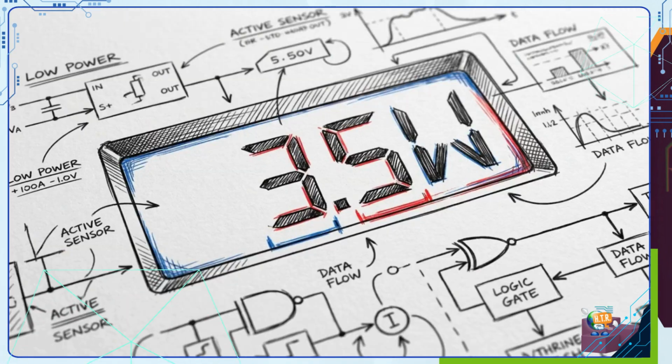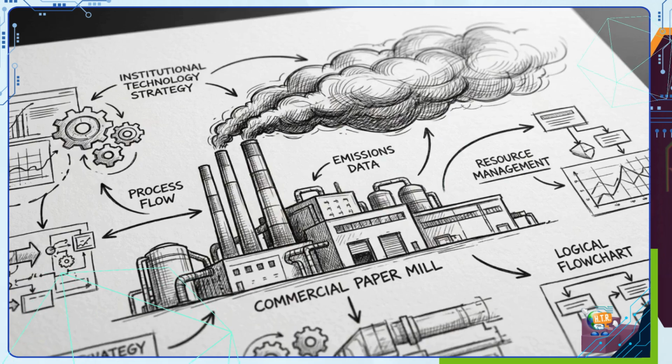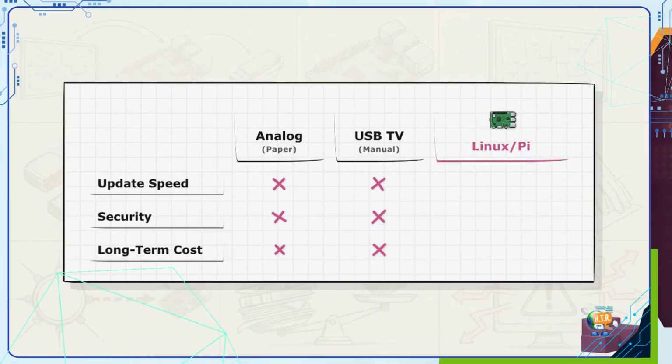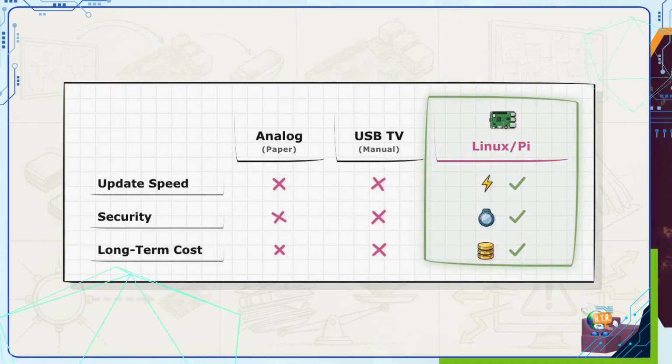There is also an efficiency gain in energy. A Raspberry Pi runs on just 3 to 5 watts. Compared to the chemical waste and carbon footprint of the paper production cycle, the digital shift is significantly more sustainable. Open source Linux replaces the manual friction of the previous methods with an automated network. It secures the highest grades for update speed, security, and long-term cost.